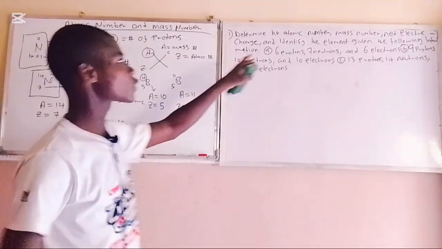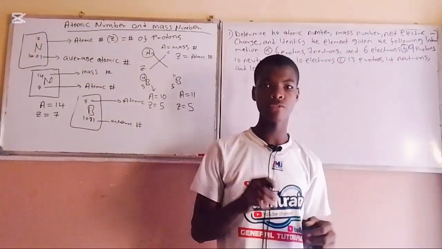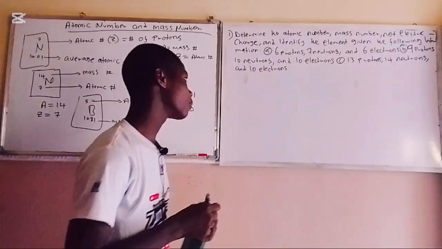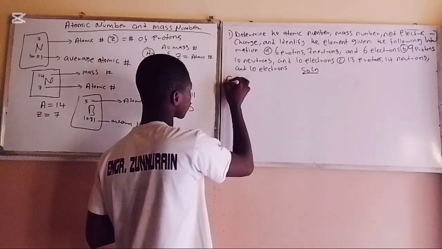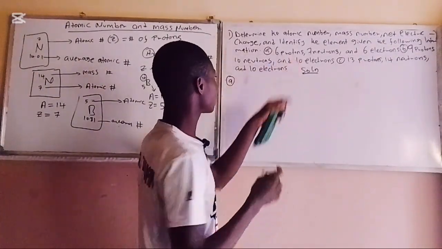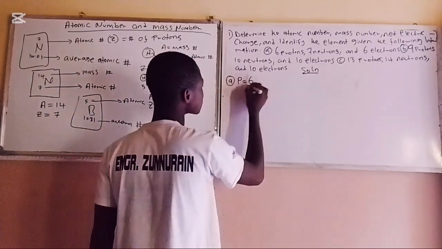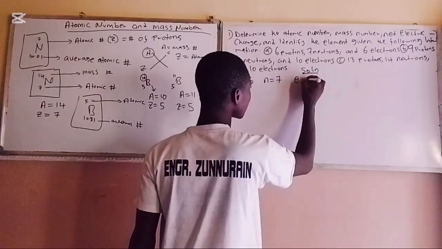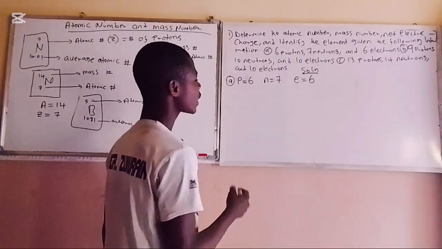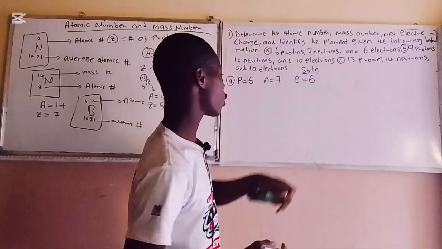The question says we are to determine the atomic number, mass number, net electric charge, and identify the element given the following information. A. Let me give the solution to the first question. It says 6 protons, 7 neutrons and 6 electrons. We are given only these values, and the question says we determine the atomic number.